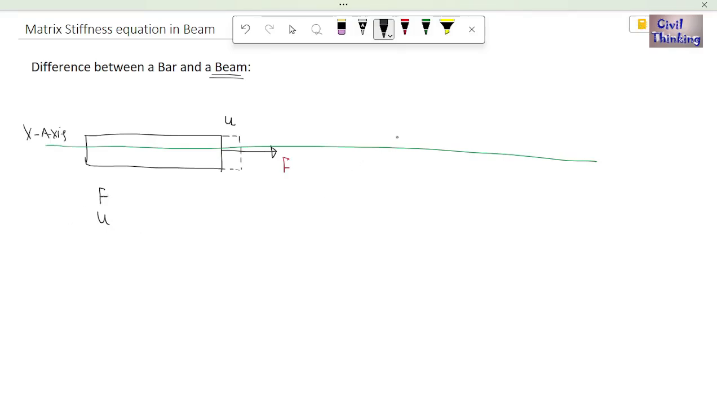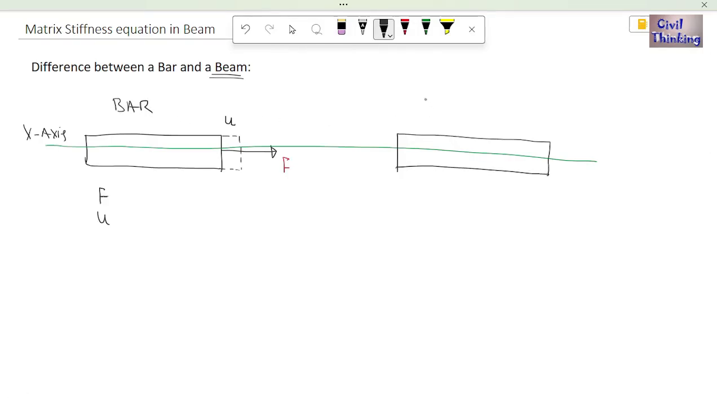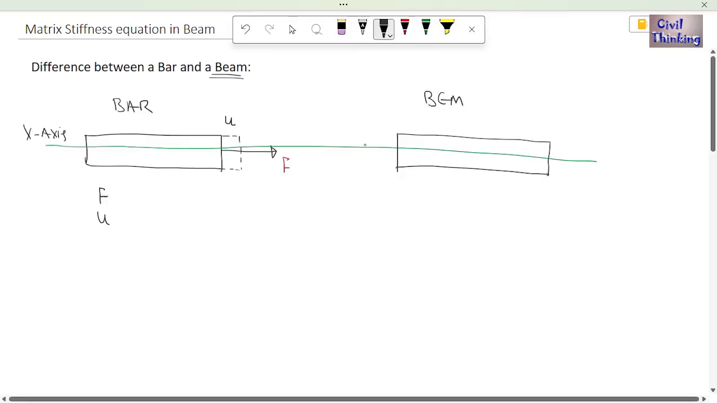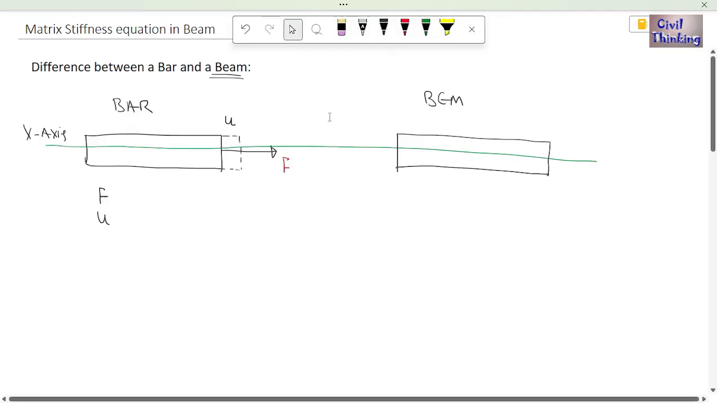Now when we talk about a beam, this was the bar, and let us talk about the beam. The major difference is right here: the force is along the centroidal axis. If you rotate this force like this, so that it becomes a transverse force, then it is a beam. So the first basic difference is, in a bar we have axial forces.